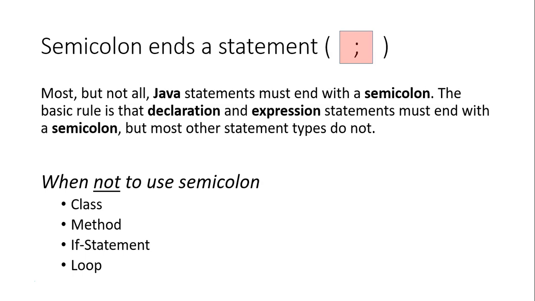So hopefully you've noticed that you want to end each statement with a semicolon, and that is something that's easy to forget, to put that semicolon at the end. When not to use a semicolon are when you create a class, a method, if statement, or loop. And when you're calling a method, you do want to have a semicolon. But when you are creating and building that method with the curly brackets, you will not need a semicolon.